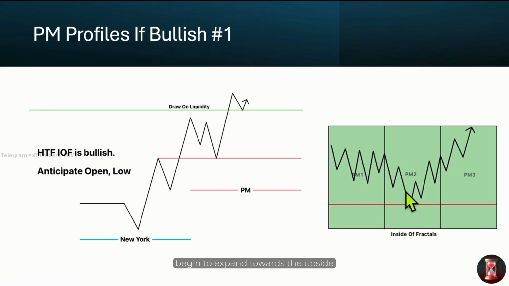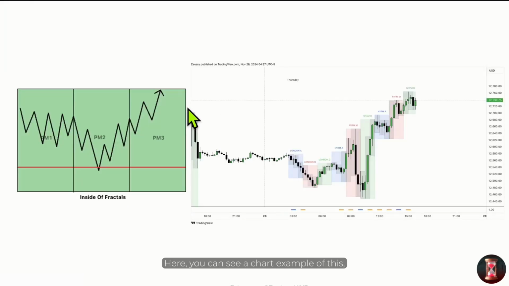And we then see the market begin to expand towards the upside throughout PM2 and PM3, drawing towards the draw on liquidity of, first of all, the AM high, and then that draw on liquidity annotated by this green line. Here you can see a chart example of this, where the AM session expanded towards the upside. Pay attention to this delivery right here, where you can see that AM expands higher. But what you can see is that the launch actually took out the AM high right here. However, the draw on liquidity on the upside was not met yet.